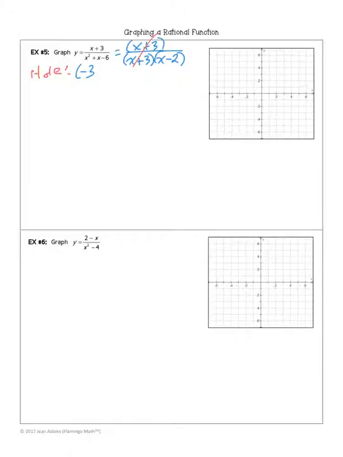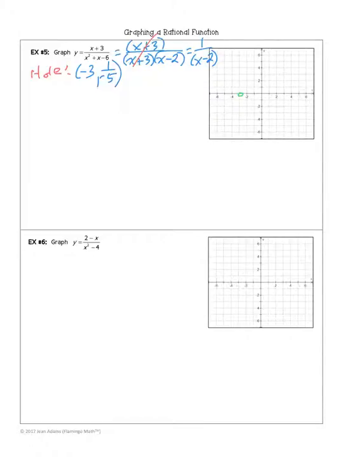Then I need to look at the resulting function, which is 1 over x minus 2. To find my hole, I need to put the -3 in here. Well, -3 minus 2 is -5. So my y value is going to be 1 over -5. So I know I have a hole at -3, -1/5. It's really hard to put a hole there, because it's really close to the x-axis, but it's not touching.